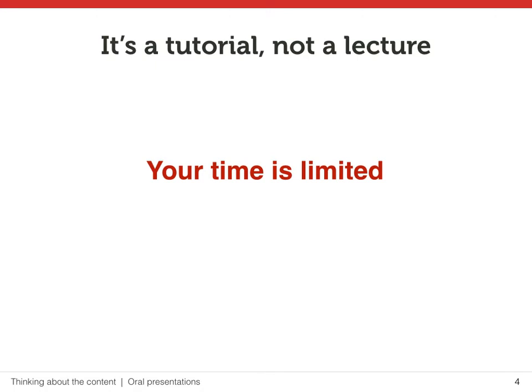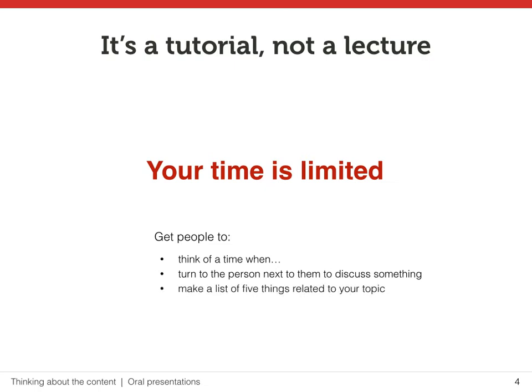You can get people to just think of a time when, or to turn to the person next to them and discuss something for a minute, or make a list of 5 things. The tighter your schedule is, the less flexibility you will have for audience participation, but it adds a great deal to communicating your message.